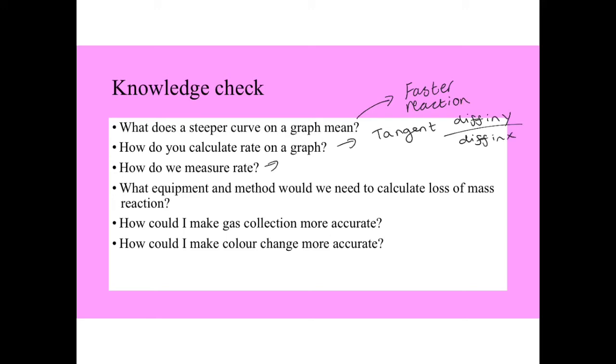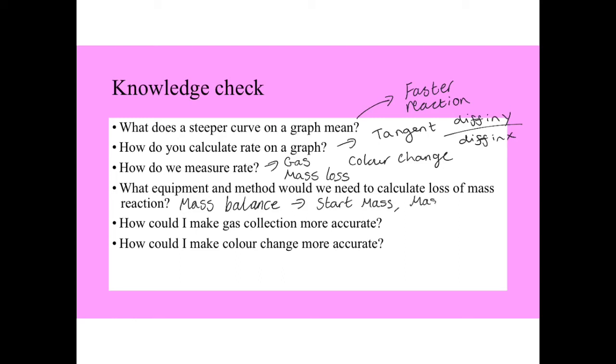How do you measure rate? You measure gas given off, mass loss, or colour change. What equipment and method would you need to measure loss of mass? You need a mass balance. Then you'd measure the start mass and pick a time, so measure the mass every 30 seconds. Then you'll be able to plot a graph of mass against time.